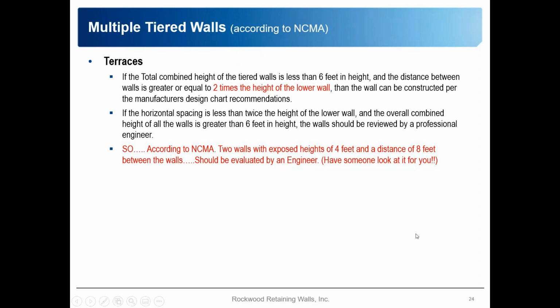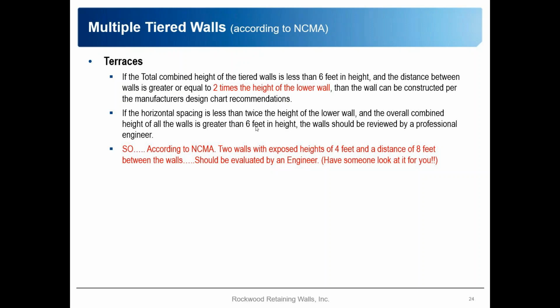But they also say if the horizontal spacing is less than twice the height and the overall combined height is greater than 6 feet, get it reviewed by a professional engineer. So basically they're saying if you had a 4 foot wall and a 4 foot wall and you had 8 feet of distance in between them, you should still have an engineer at least look at it for you.